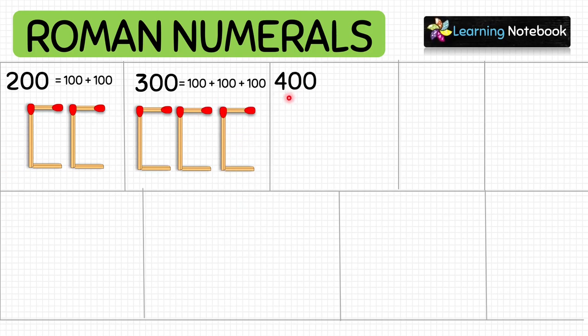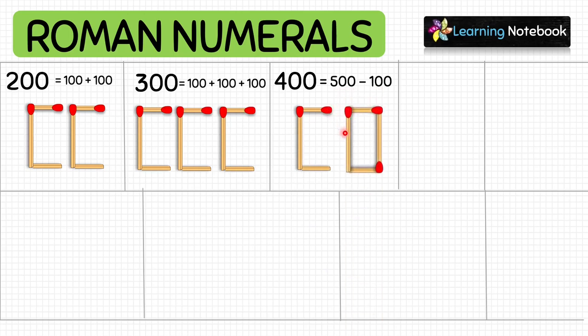Next, let's find Roman numeral for 400, which can be written as 500 minus 100. Since we have a subtraction here, so let's paste smaller numeral first. So we will paste C and then we have a symbol for 500, which is D. So we will paste matchsticks in the form of letter D. So CD is the Roman numeral for number 400.